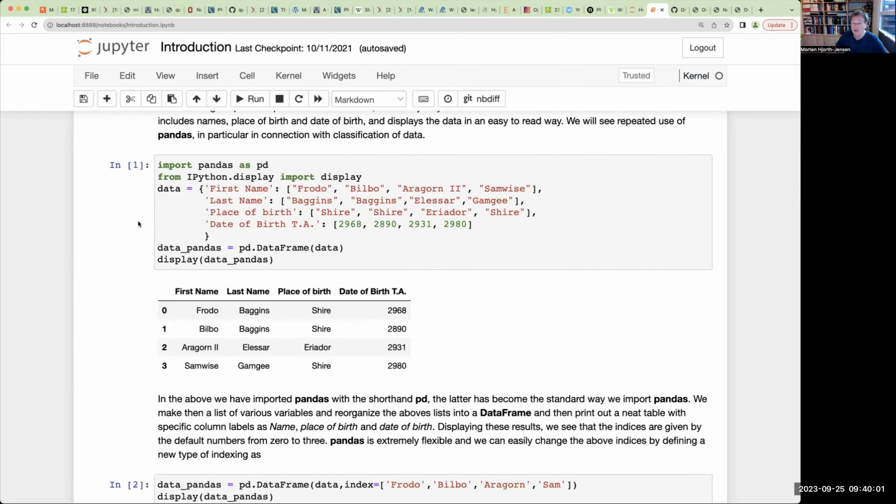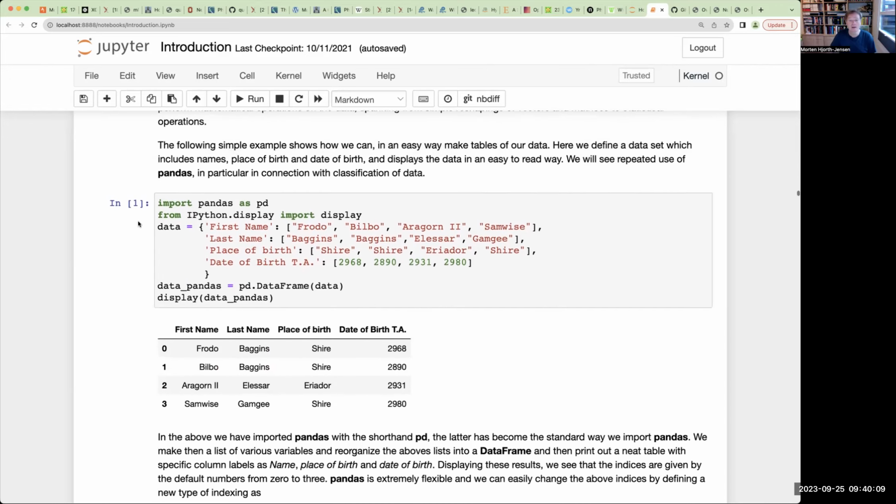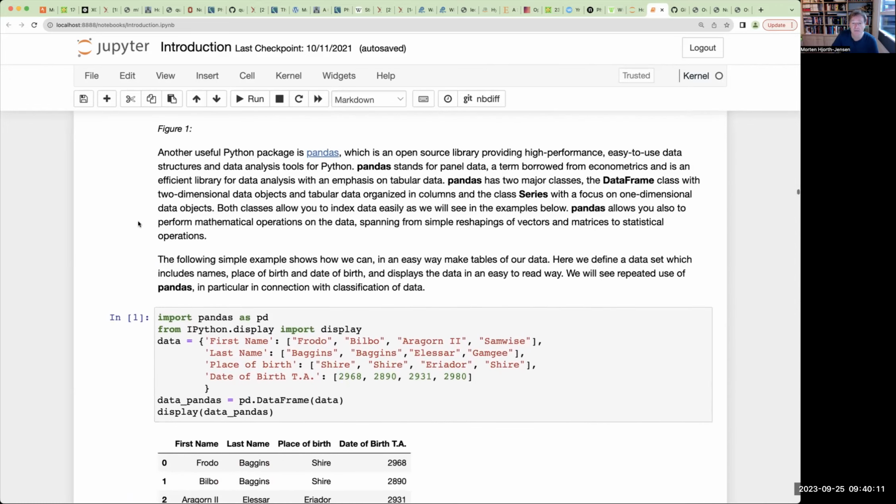And pandas allows you, if you're not familiar with it, you should try it out. It's a very useful library for displaying data. Pandas actually stands for panel data, and it was developed originally in econometrics. It's an efficient library for data analysis with an emphasis on tabular data. And it has two major classes. One is a DataFrame with two-dimensional data objects. And then there's a class Series with a focus on one-dimensional data objects. And both classes allow you to index data easily.